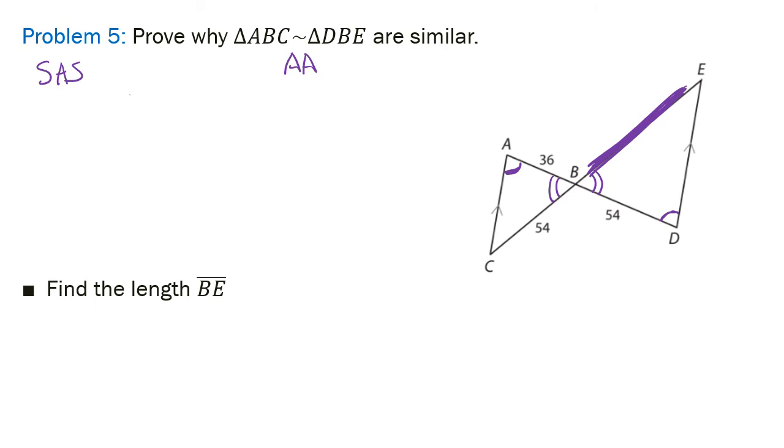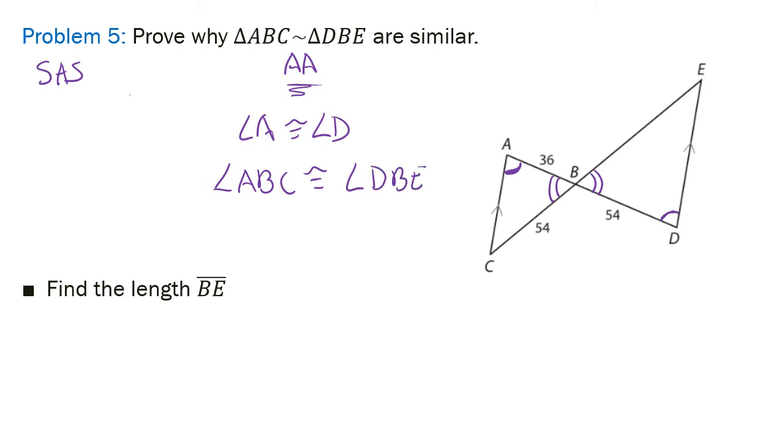We did have enough information though for AA because of the alternate interior sides, which is angle A and angle D. Those 2 are congruent. And the two angles in the middle are vertical angles as well. So angle ABC is congruent to angle DBE. And that's why we can use AA.